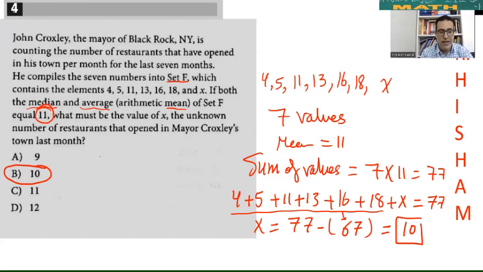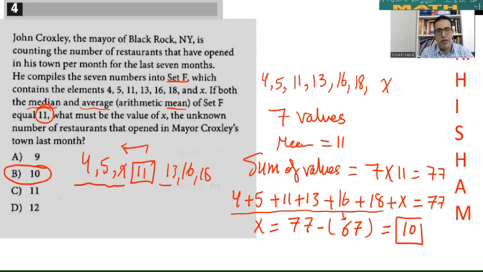If you are going to use the median method, you write 4, 5, and you don't know x, then I have 13, 16, and 18 here, and the number in the middle is 11. And I have x, which lies on the left side: 3 numbers to the left and 3 numbers to the right. But you are not sure about the value of x. Is it 11? Is it 9? Could be 10, could be 7. So that's why I directly use the mean to find the sum of the values.